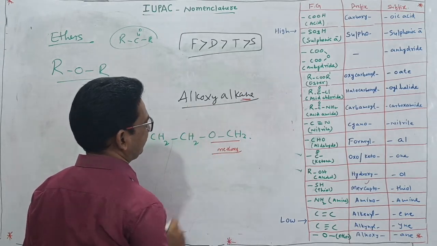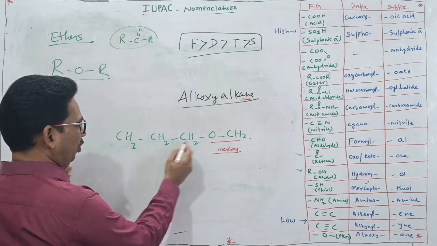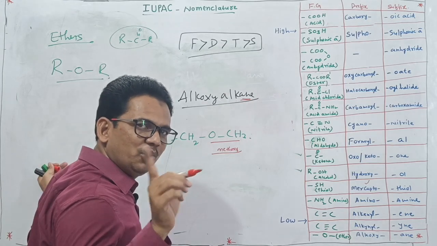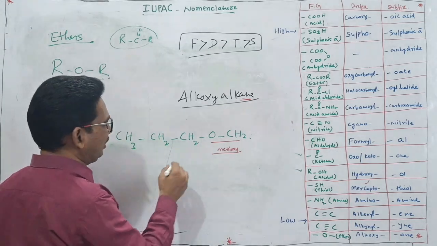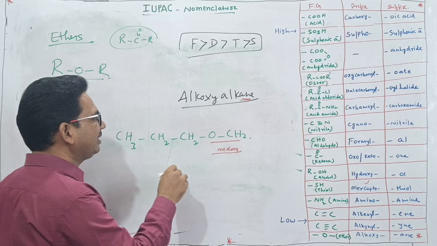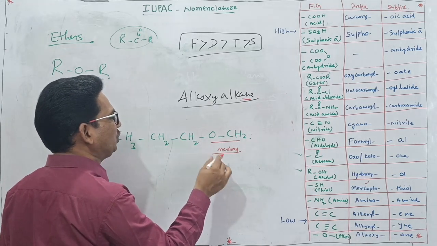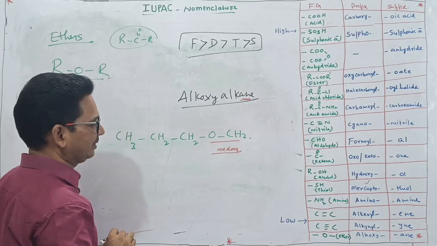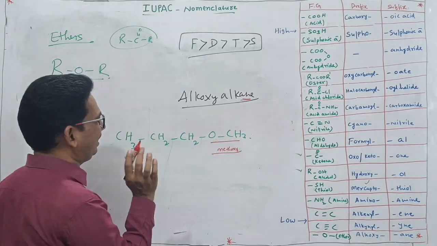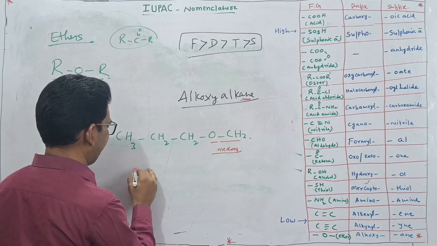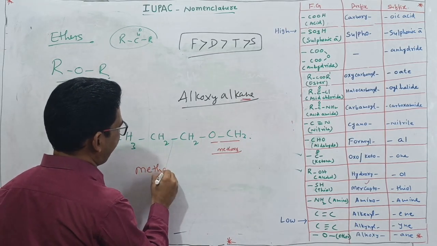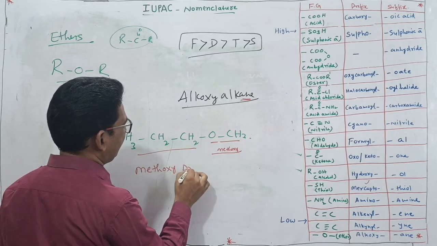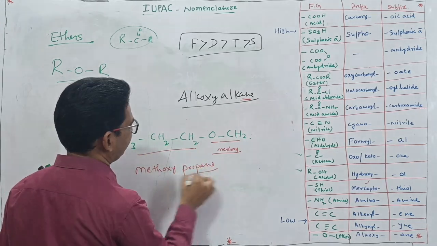Alkoxy comes first. You cannot write propoxy, propoxymethane. Don't write propoxymethane, please. Why? The reason I told: the alkoxy we have to choose is the one on the side having fewer carbons. This side has 1 carbon, this side 3 carbons. That's why this is the methoxy. According to IUPAC, methoxy, and how many carbons? 3. Methoxypropane.